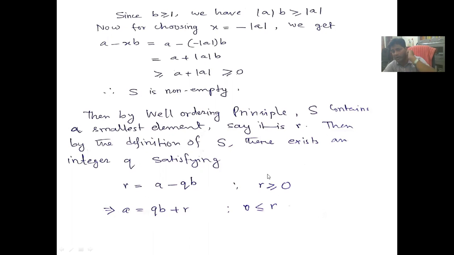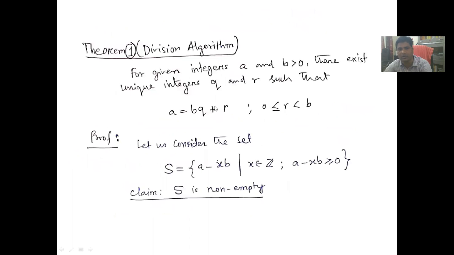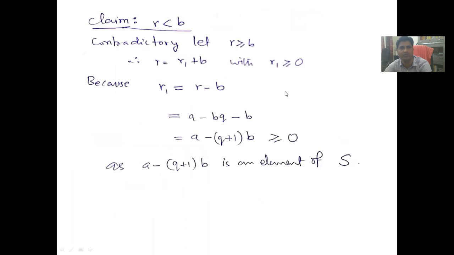Now we require one more condition: R should be strictly less than B. We need to prove this part. Claim: R strictly less than B. Then we will say that our theorem is proved. Also, we have to prove uniqueness of R and Q.